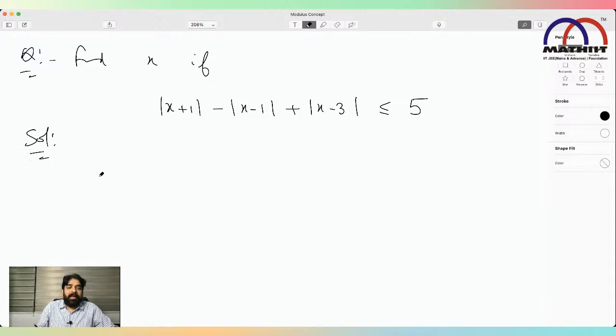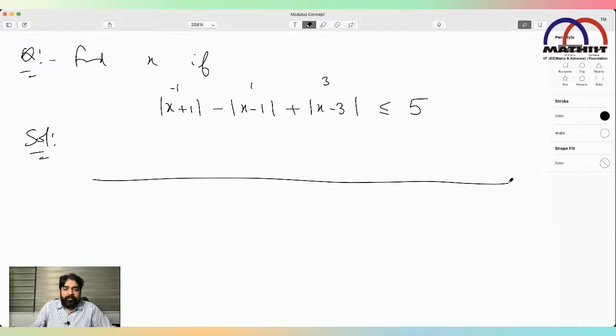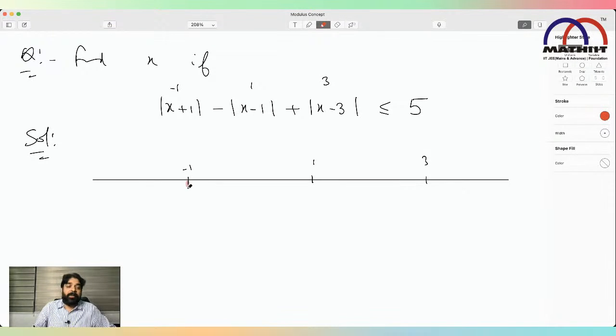At least draw the line, everybody. Draw the line, everybody. The rest, I will be helping you. As I said, this will change behavior at -1. This will change behavior at 1. This will change behavior at 3. Right? So, how will you draw the line? -1 first, then 1, then 3. The boundary line should be clear. There should not be any confusion. This is the boundary line.